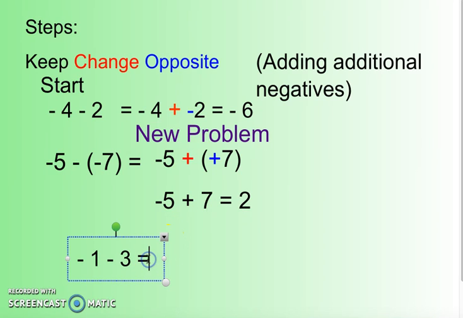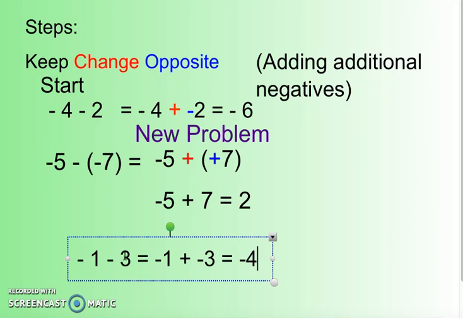Let's try this problem together. So we keep the negative 1. Okay, that's our starting point. Change to positive, and then if this number is positive, it goes to its opposite, which is negative. And so now we have negative 1 plus negative 3, which is negative 4.